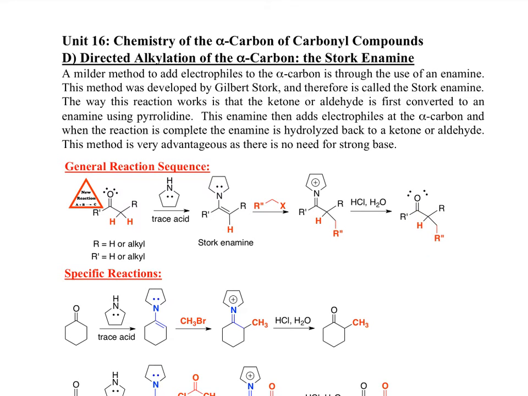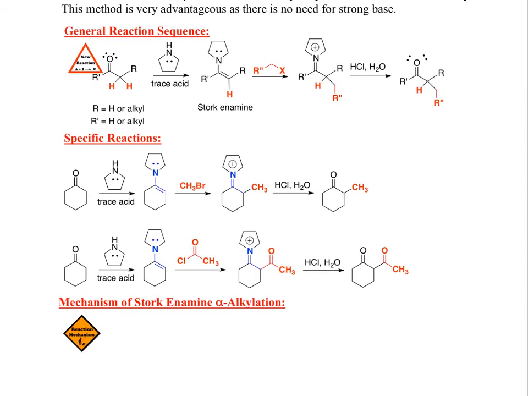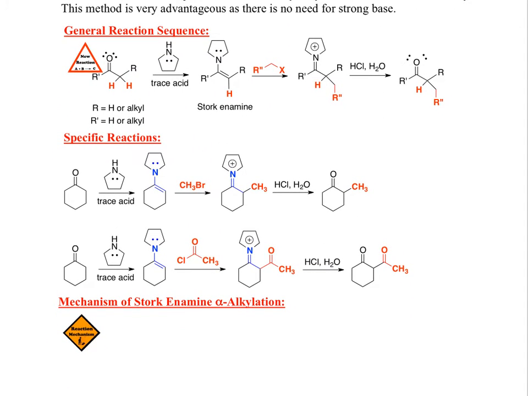to that carbonyl. If we look at some specific reactions, here we've got cyclohexanone. We make the Stork enamine. We react it with methyl bromide, and we'll alkylate the alpha position here. We've got our iminium ion. We work it up with aqueous acid, and we will hydrolyze off the iminium ion to give us our ketone back. Not only can we alkylate, but we can acylate as well.